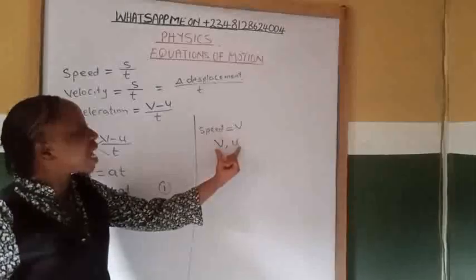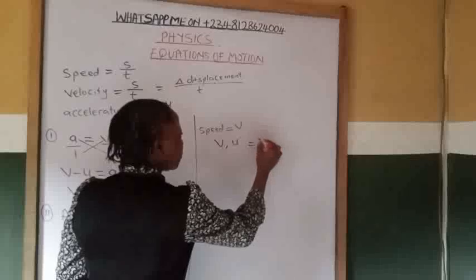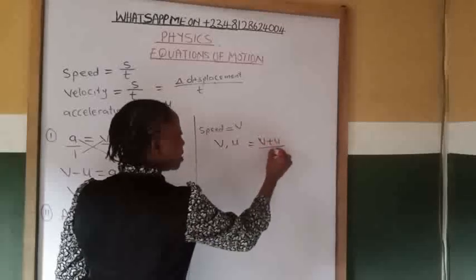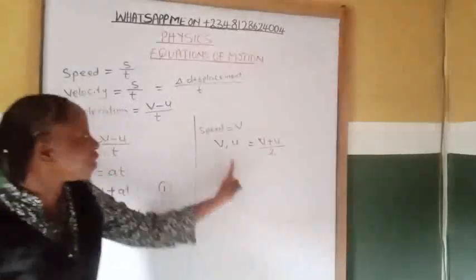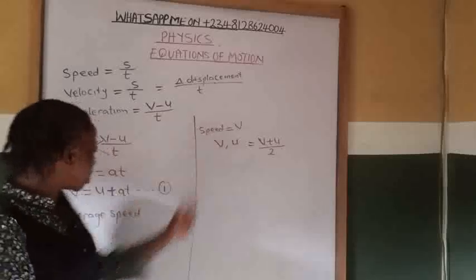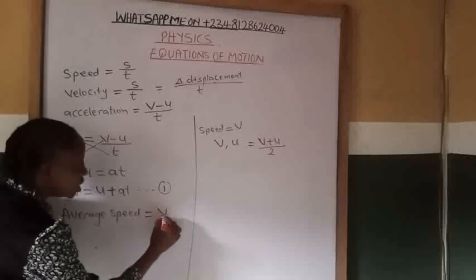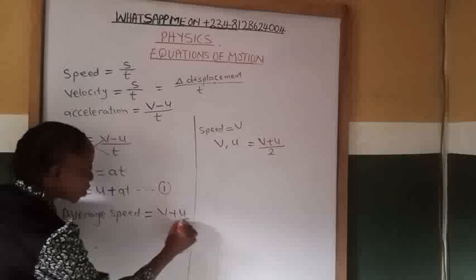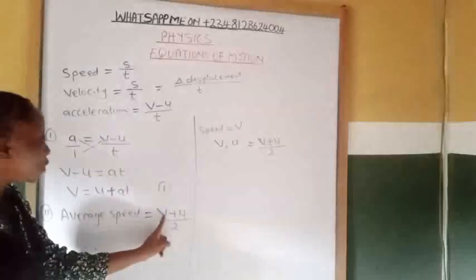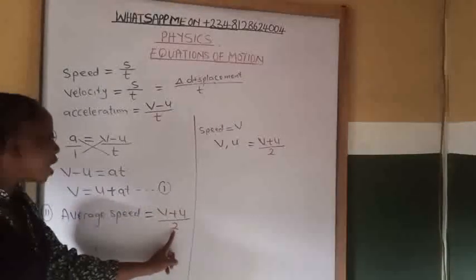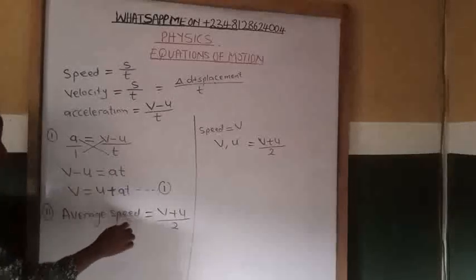So when they ask us to look for the average velocity, what will it be? That will be the final velocity plus the initial velocity divided by 2. Since velocity can be used in place of speed, our average speed will be equal to the final velocity plus initial velocity divided by 2, so v plus u over 2.